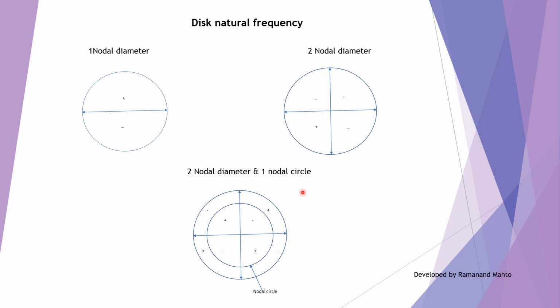Similarly, two nodal diameters plus one nodal circle. So the disc will vibrate, considering there is no displacement on these two diameters and no displacement on the circle. That means this area will vibrate, this will vibrate, and so on for each region. However, there is no displacement on these two diameters as well as this circle, and that is called nodal diameter and nodal circle.